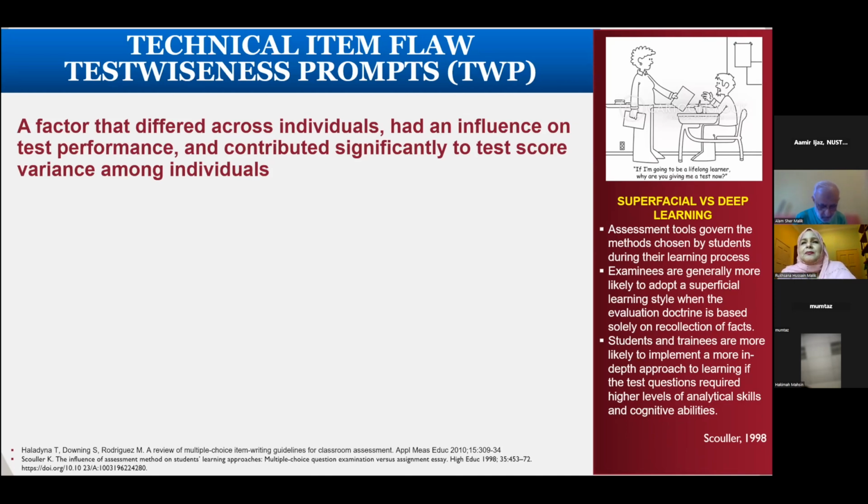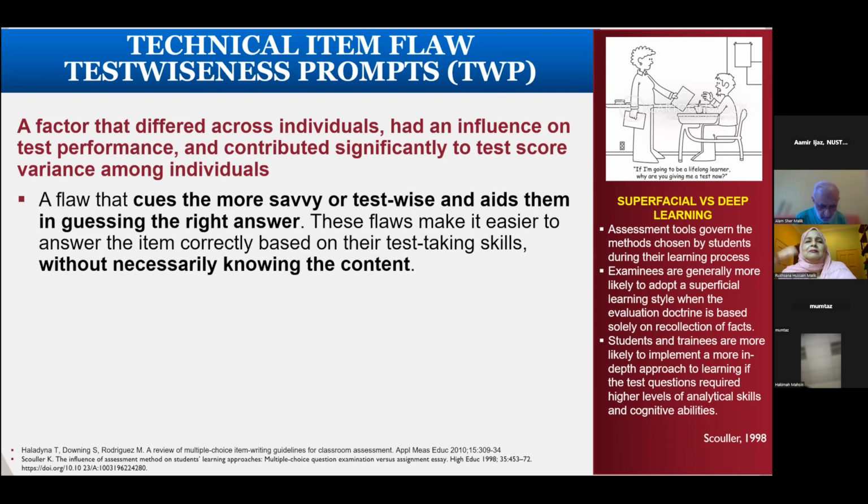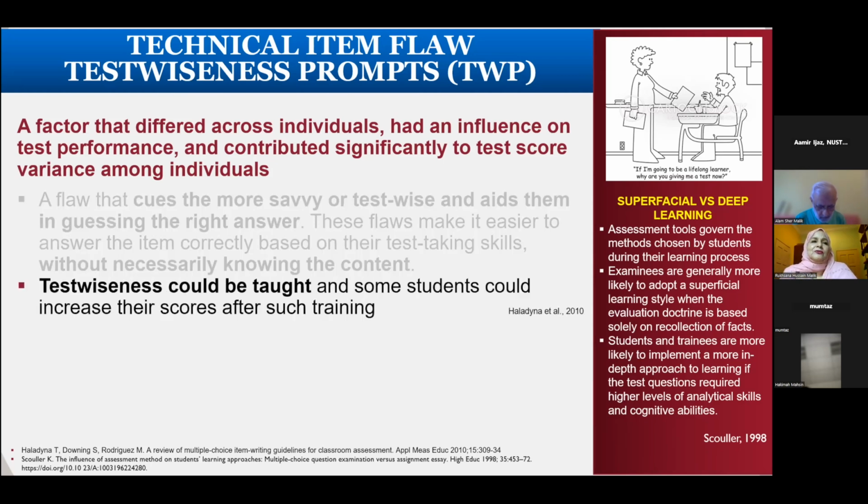As Dr. Amir was mentioning, the test-wiseness of the students, the cues, the students who are more savvy and test-wise, aids them in guessing the right answers. These flaws make it easier to answer the item correctly based on test-taking skills without necessarily knowing the content. It is seen in the BAQs, it is equally seen in the MCQs, the true-false type. Test-wiseness also could be taught to some students, which will increase their score after such training.